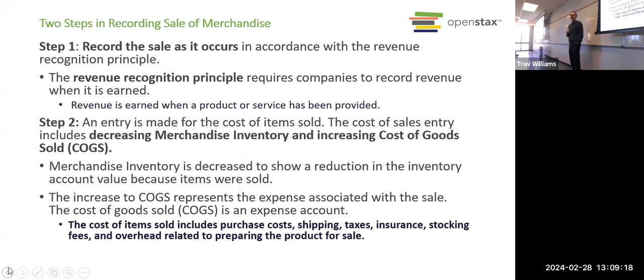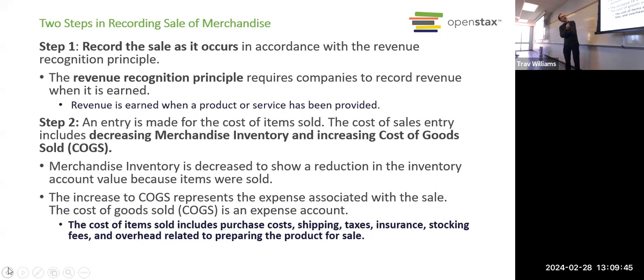And perpetual means what? What's perpetual? Always, okay. And it's called that because you have to keep track of the cost of your inventory always. Every time you make a sale, you figure out what was the cost of that sale. And again, that is the more common method, and that is the method we'll mostly be using in this chapter.